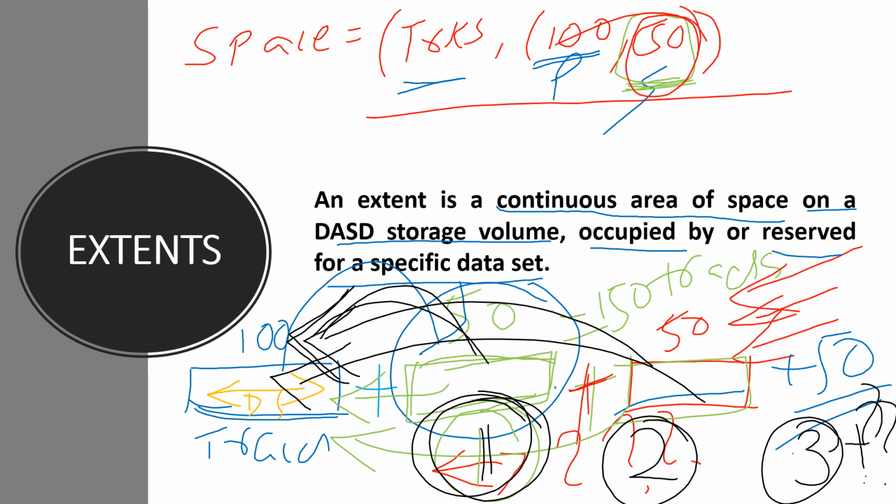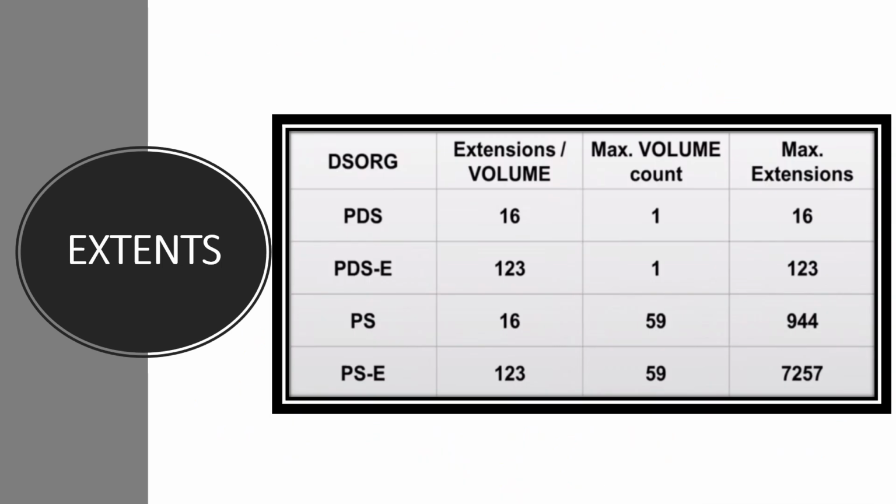So if you understood, an extent is nothing but how many times you give a continuous secondary space for a data set when it requires. Here comes the question, right? How many times can a data set take the secondary space? This is the solution for it, this is the answer to that question.